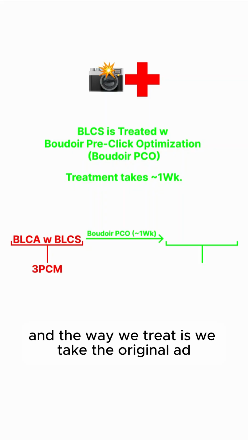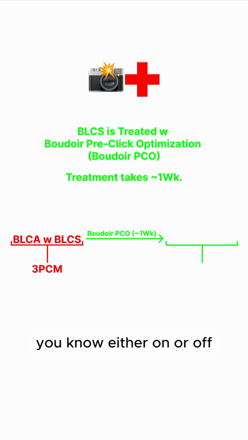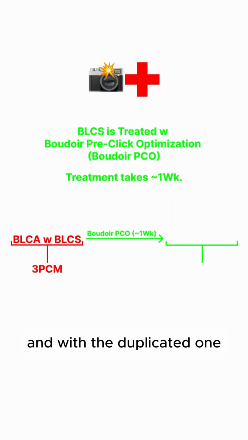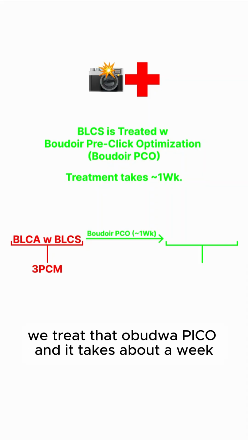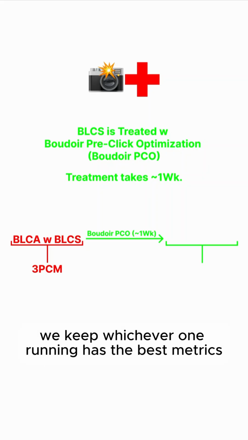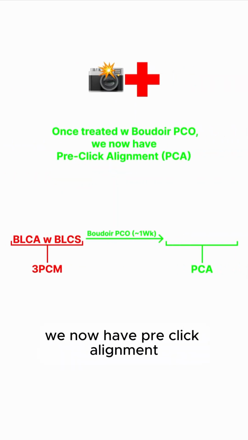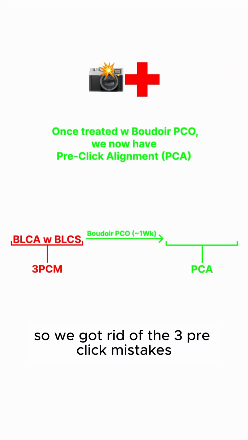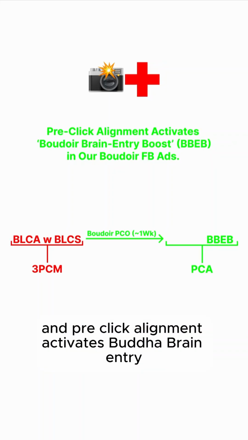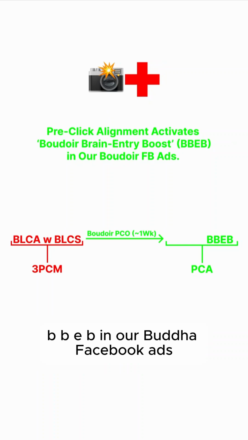And the way we treat is we take the original ad, we duplicate it, and we leave the original ad either on or off, whatever it was. With the duplicated one, we treat that with Boudoir PCO, and it takes about a week. And then at the end, we keep whichever one running has the best metrics. Now, once treated with Boudoir PCO, we have pre-click alignment. So we got rid of the 3 pre-click mistakes.